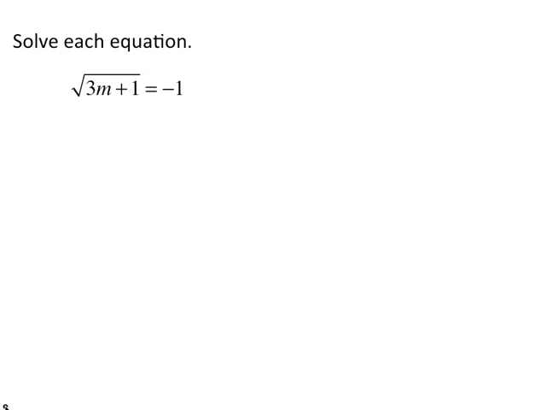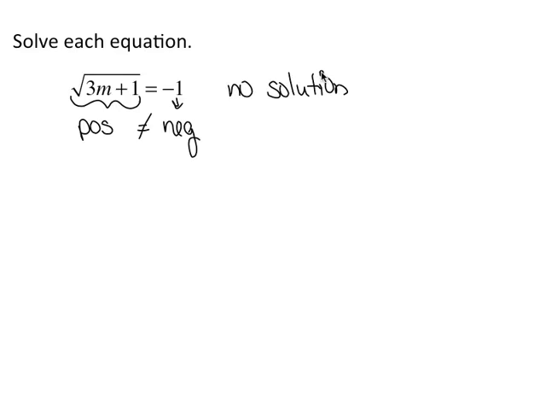Solve each equation. If we know a little bit about the properties of a radical sign, this problem would be really easy to solve. Recall that when we take the square root of any number, we always end up with a positive answer. So no matter what we have in here, if we're taking the square root, we're going to end up with a positive answer. So a positive cannot equal a negative answer. So a positive is not equal to a negative, so the answer for this would be no solution.